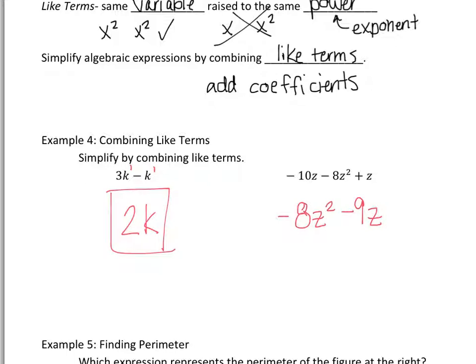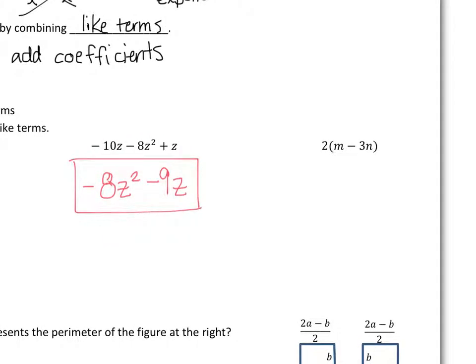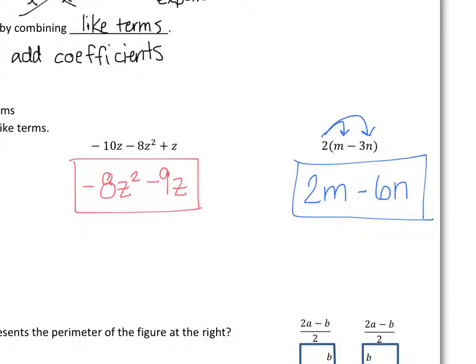Yeah. Okay. There's that one. Now let's do the next one. What do we need to do first to get rid of parentheses? Distribute. Okay, once we distribute, we've got 2m minus 6n. The 6n came from 2 times 3. Are there any like terms? No, the variables don't match, so we're done. Any questions on combining like terms? Any at all? No, not today.